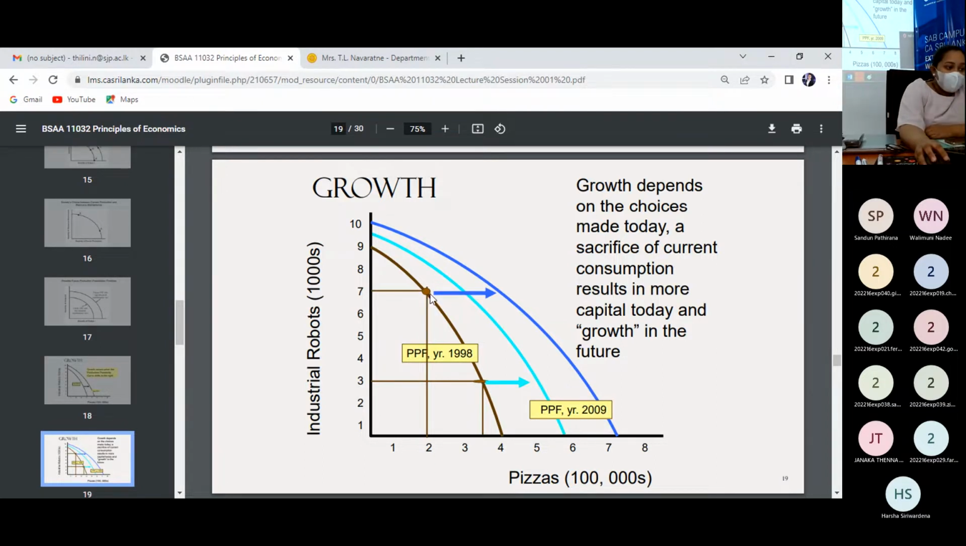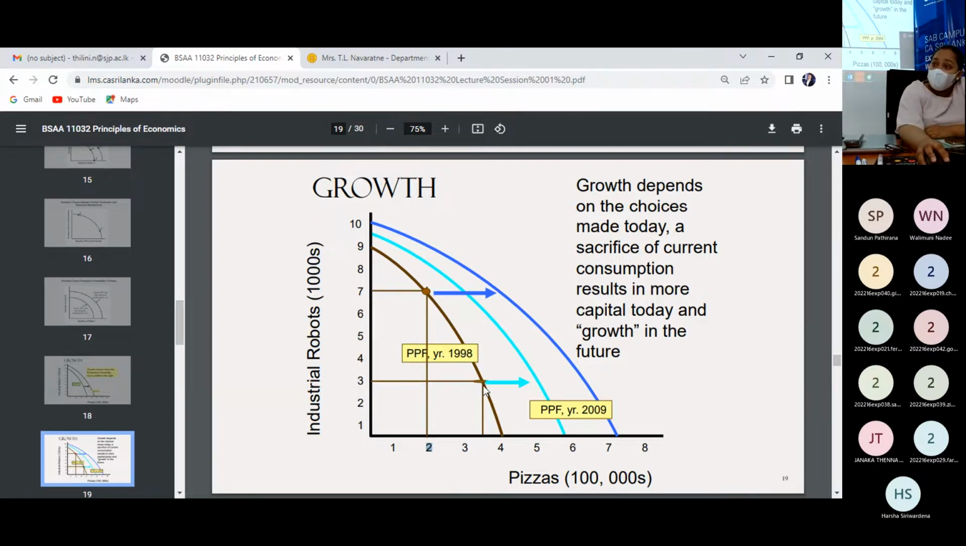Now look at these two points. If we produce 7,000 units of robots against 200,000 pizzas, I'm not saying zero pizzas, we need to eat also, right? Then tomorrow in the future, we have a better dark blue line growth, right? So we are comparing 1998 versus 2009. Sometime today we are producing more capital goods versus less consumer goods.